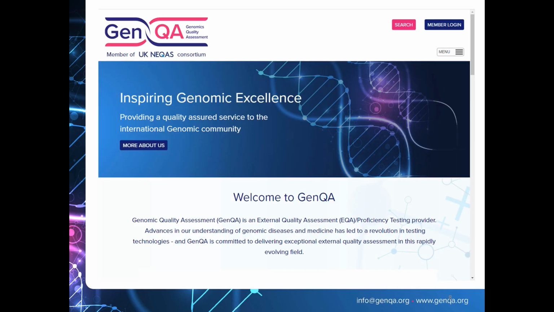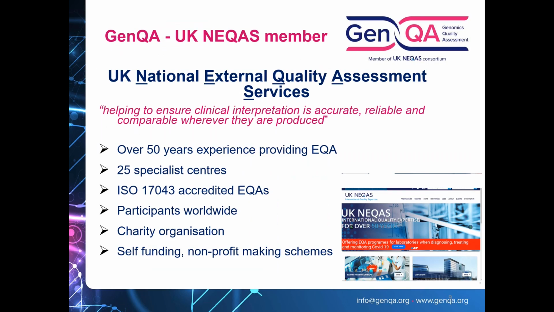So who are GenQA? GenQA stands for Genomics Quality Assessment, and we're a member of the UK NEQAS Consortium, and this is the home page of our website. GenQA is a member of UK NEQAS. UK NEQAS itself has been offering EQA for over 50 years, and so that wealth of experience is available to all the members of the UK NEQAS Consortium.